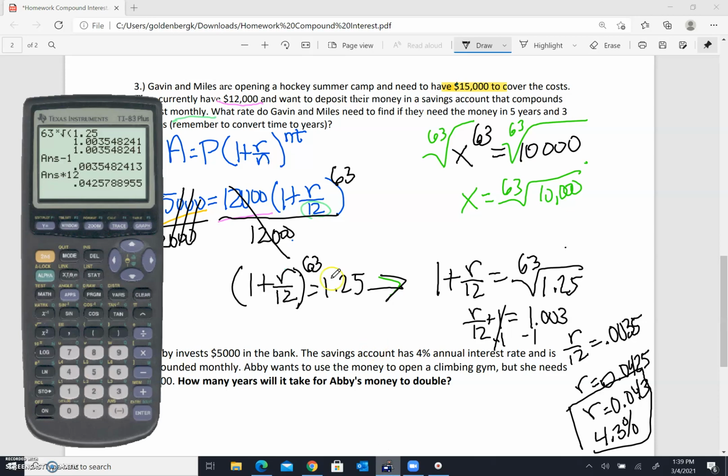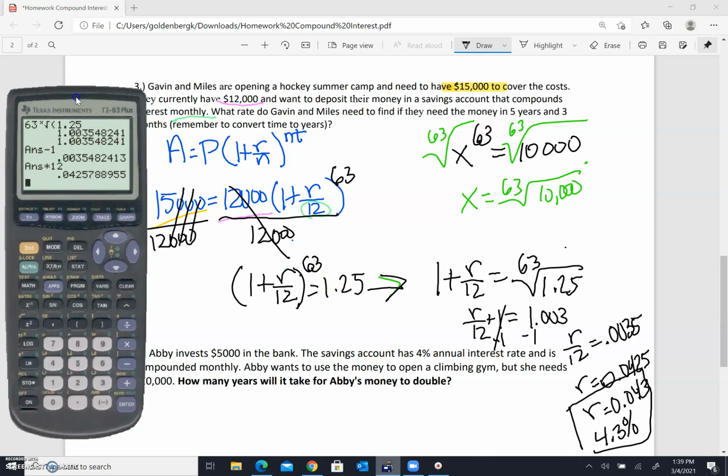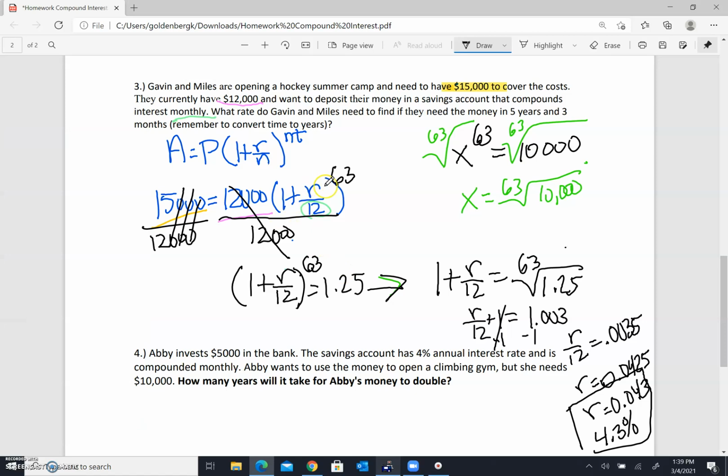Okay, so that's how you do it on the calculator. What you'll notice is anytime you are solving for the rate, you're going to be doing a root based on whatever the power is. Hope that video helped, and I'll see you guys next week.